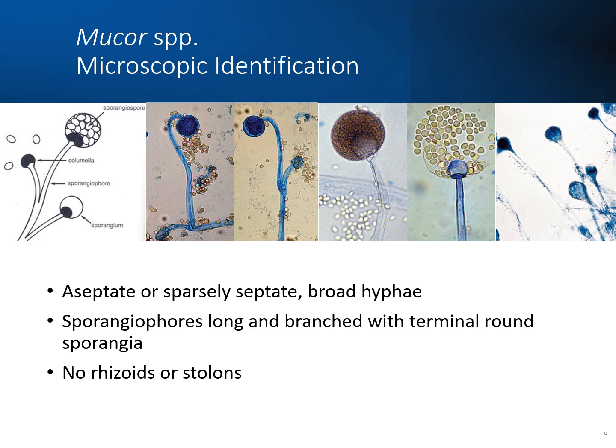The Mucor species have broad hyphae as well, and they are aseptate, but you can see an occasional septum. The spores are located within the sporangia, of the sporangium. And you can see those here where this one has kind of popped open. So these are what would get airborne and be distributed throughout the environment. The sporangiophores are very long and they do branch. So you can see the short branch here, which ends in the very round sporangium. There are no rhizoids or stolons.